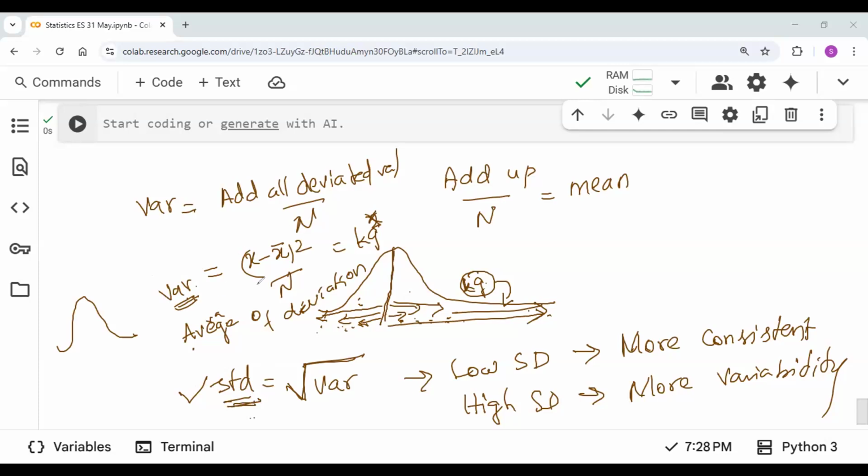Do you understand the concept, guys? So what is the formula for standard deviation? The standard deviation formula is going to be the summation of xi minus the mean, where x bar means the mean, the whole square divided by n, and then the square root of it, the square root of the variance.